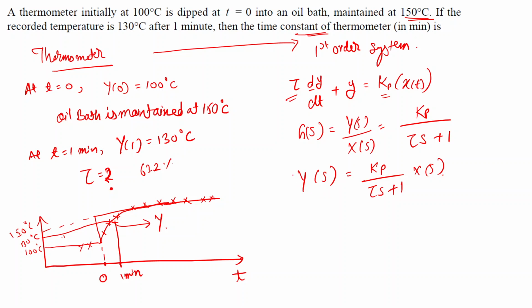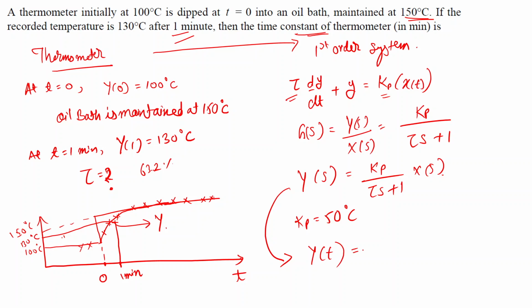So here we can see that we are giving a step input to the system. Initially the system was at 100 degrees Celsius, and then we increased the temperature of the surrounding to 150 degrees Celsius. That is, we are giving a step input of magnitude 50 degrees Celsius. To find the temperature of the thermometer at any given time, we need to write it in terms of time. So you can take the inverse Laplace of this term.